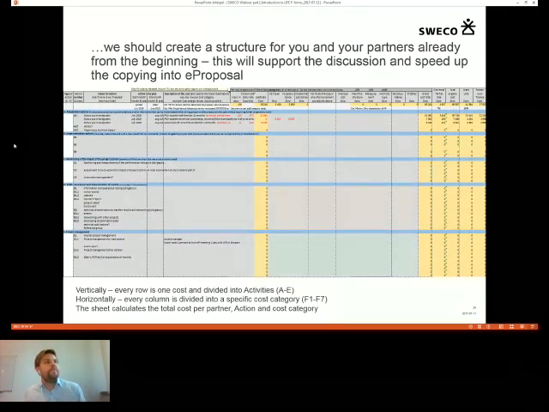And this structure, you can keep it actually very simple, but if you make this structure look very similar to the application forms in eProposal, this will also help you later on to, in a fast and smooth way, copy all these different cost posts into eProposal. And that will certainly save you lots of time compared to having everything written down in different emails and papers. This is a great tool for just putting all the information together.